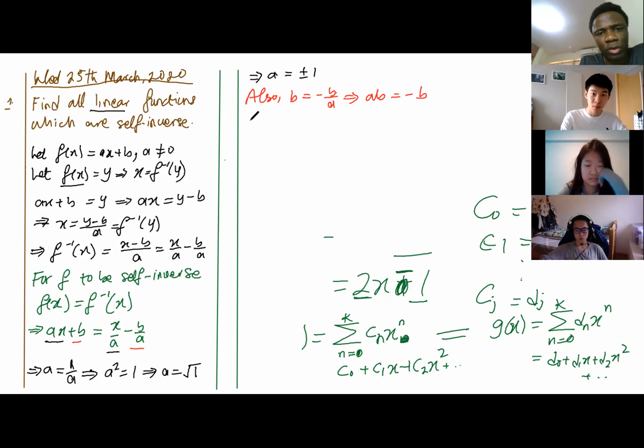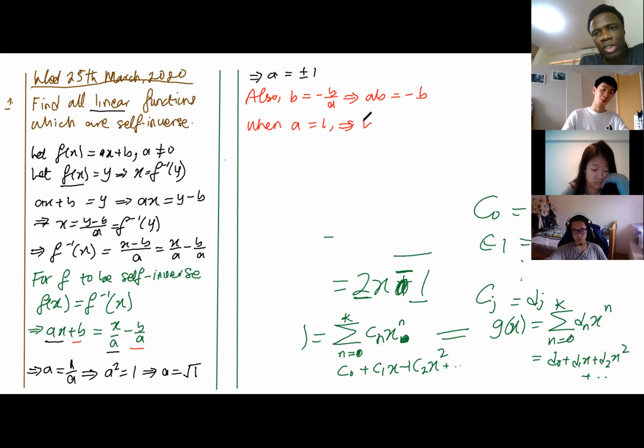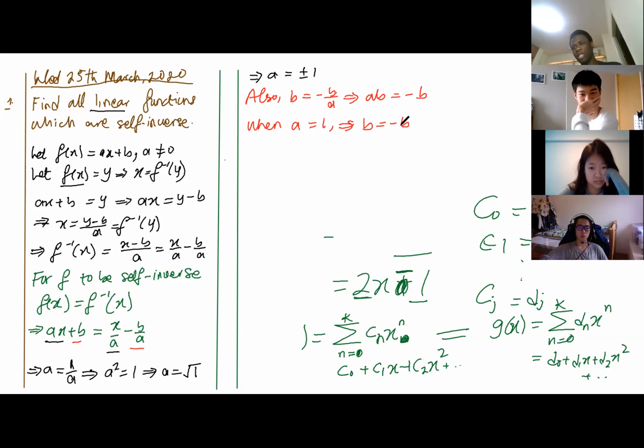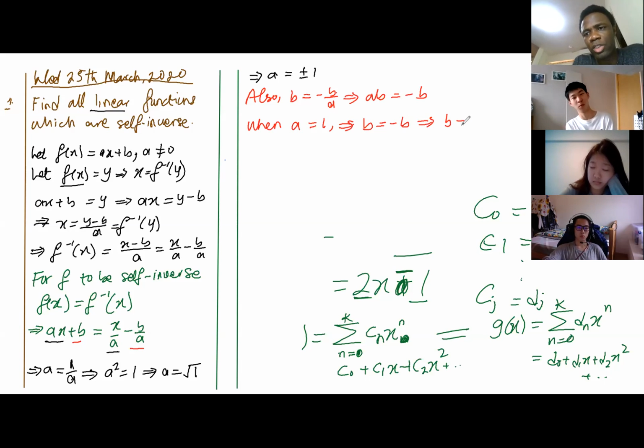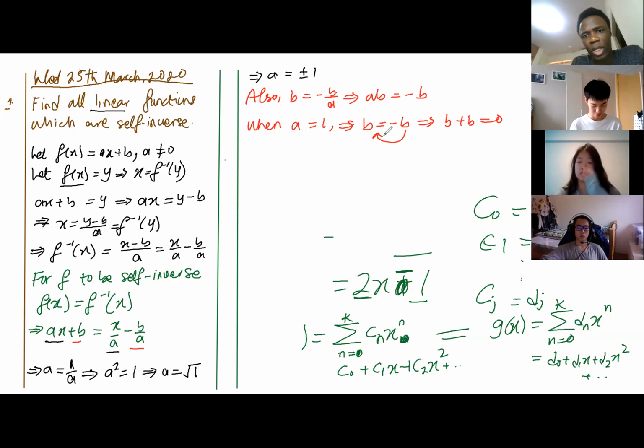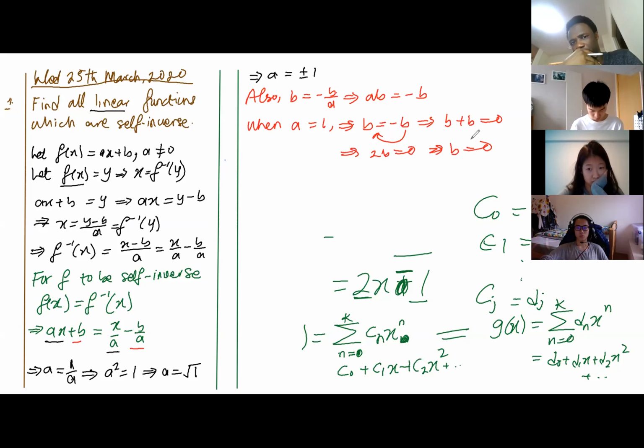So let's substitute what we know. When a is equal to 1, it implies that b equals negative b. b equals negative b can only work when b equals 0. Do we agree? Because if you put 1, you can't say 1 equals negative 1. If you put 7, you can't say 7 equals negative 7. So this implies that b plus b equals 0, if I bring this to the other side. And from this, it implies that 2b equals 0, then b equals 0, because we can divide both sides by 2.